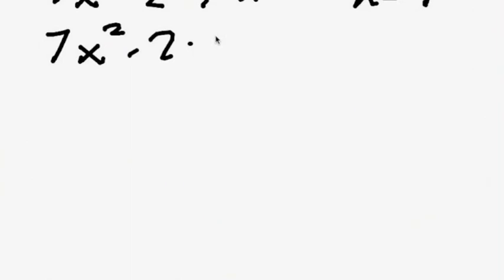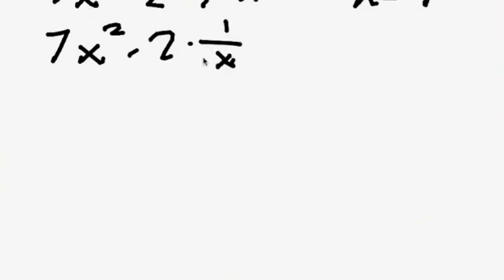Okay, now say you have the expression 7x squared times 2 divided by x, and you're supposed to solve it for when x equals 4. What you first want to do is change the division into multiplication. So you can go 7x squared times 2 times 1 over x.